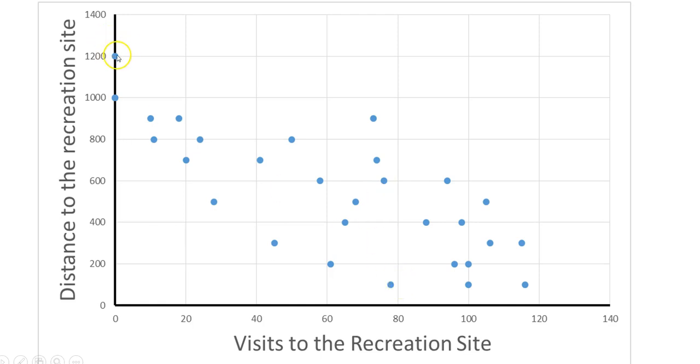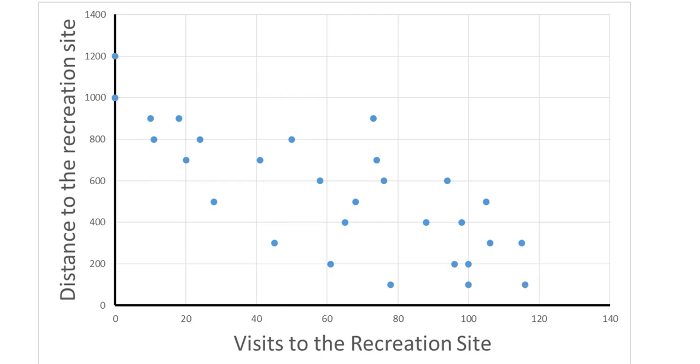So here we have someone who lives 1,200 miles away from the site. They don't take any visits. And here's someone who lives 1,000 miles away. They don't take any visits. But once distance goes down to about 900, we have people who take about 10 visits a year, and one person takes about 18 visits a year. And as distance falls, the number of visits increases until we get to someone who lives about 50 or 100 miles away, and they take almost 120 visits.